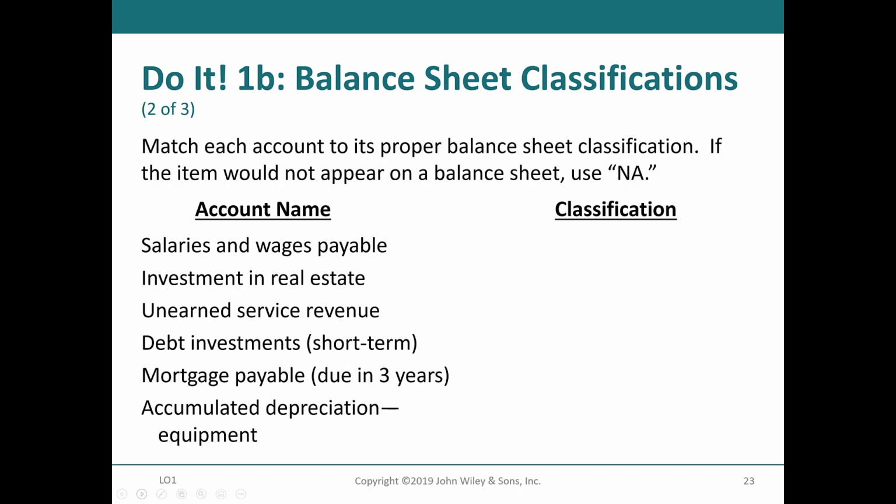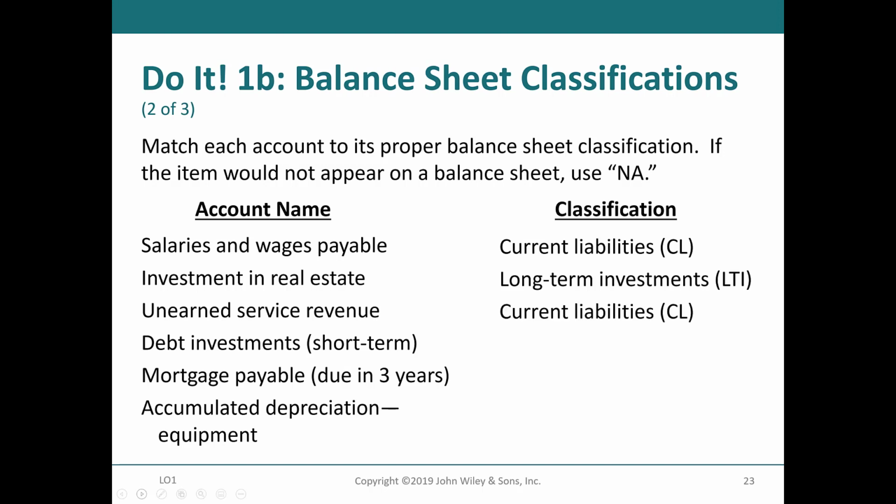So we have the account name, salary and wage payable. Where would that go? Current liabilities. Investments in real estate. What do you think? Long-term investments. Unearned service revenue. Where do you think that will go? That's a current liability. So I'm going to explain that real quick.